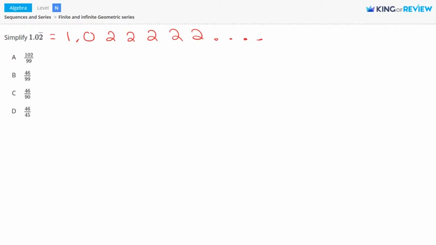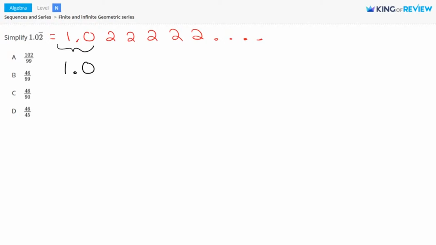So what I want to do is represent this repeating decimal as a series of terms which we will eventually add using the sum of an infinite geometric series equation. And this will represent 1.02 with the repeating bar simplified. So let's represent this repeating decimal with various terms. You can see that this first portion here is not repeated. This is just 1.0. So this is the non-repeating part of this decimal.